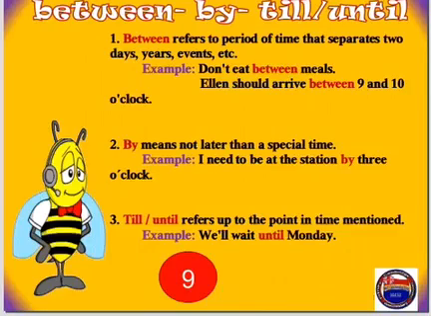Now, let's talk about by. It means not later than a special time. For example, I need to be at the station by 3 o'clock. This sentence means that I need to be at the station before or at 3 o'clock, not after 3 o'clock. Till and until refer up to the point in time mentioned. For example, we'll wait until Monday.